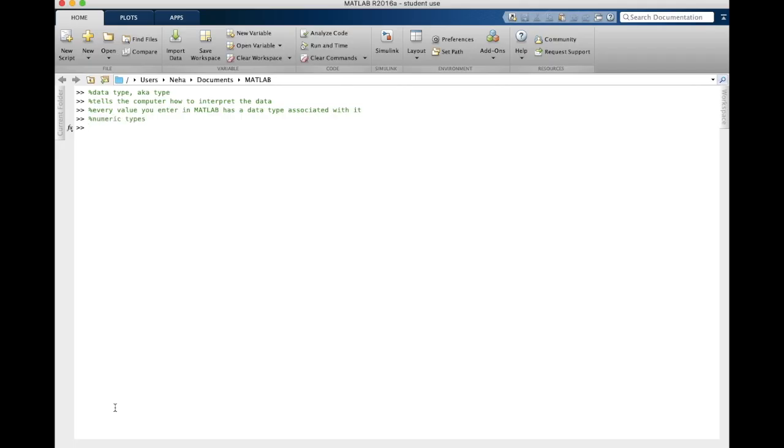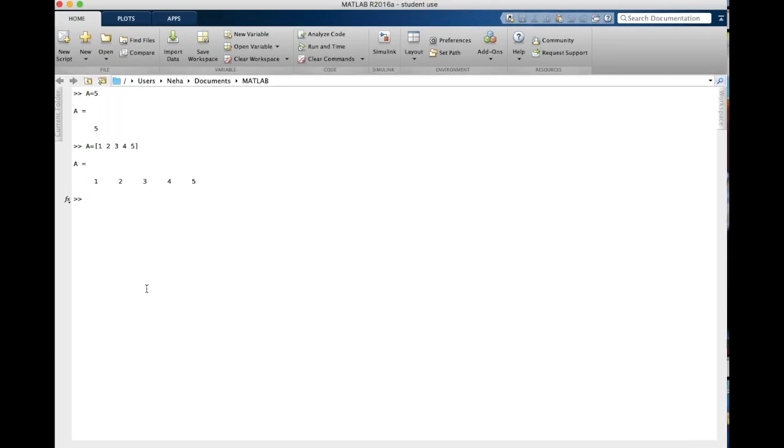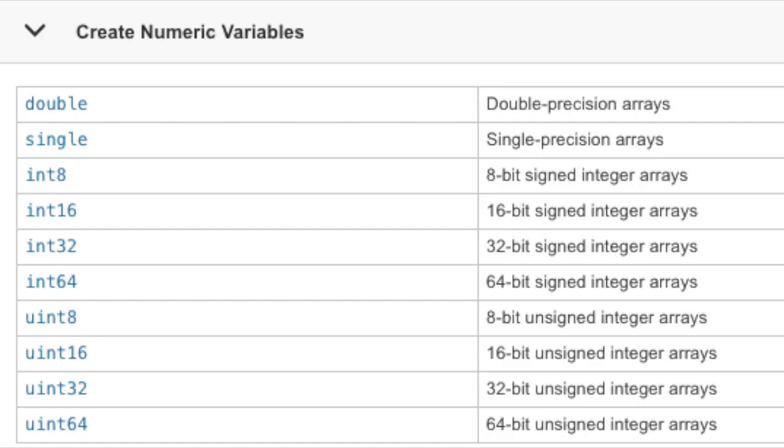We have numeric types. A numeric data type is the data type that stores numerical values. And these can be stored in different formats. For example, if I type in double 32, I get 32. Let's go through some of the common numeric data types. I've inserted this table here.